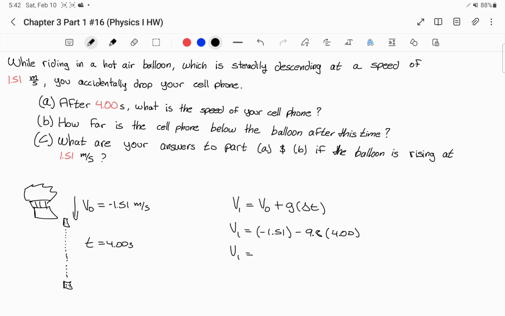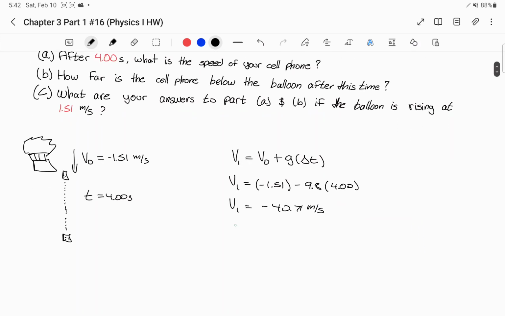After you put all that in your calculator, you should get negative 40.71 meters per second. But remember that speed is always positive, and we can round this to 40.7 meters per second. So that is the speed of the cell phone as the balloon is going down.